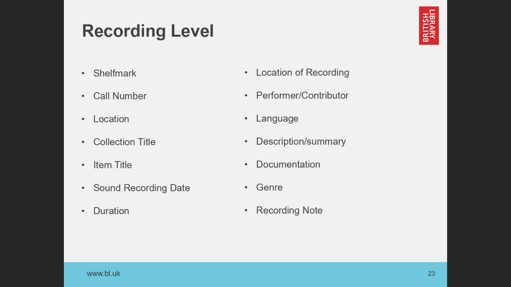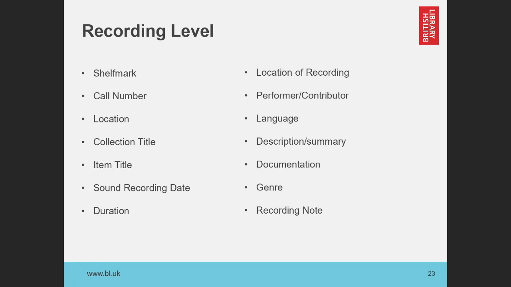Again, we have description of what's contained on the recording, and this can be anything from one sentence to a much fuller description, just depending on your time and resources. We have a recording note, which we use to capture any disruptions which occur on the recording. So in an oral history interview, if somebody's doorbell rings in the background and they stop the recording, or the quality of the audio is poor, you can put that in the recording note.